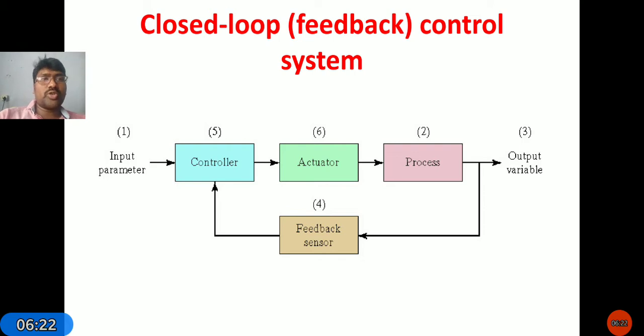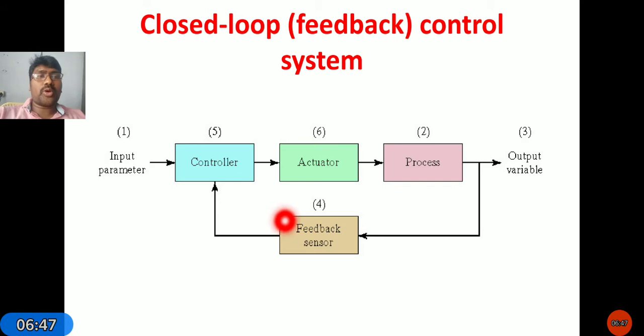Observe, this is the closed loop control system. Here is the process, carried out with the help of the actuator. The actuator will actuate when the input signal is received from the controller. The controller will control the actuator by taking the program of instructions from the controller unit.